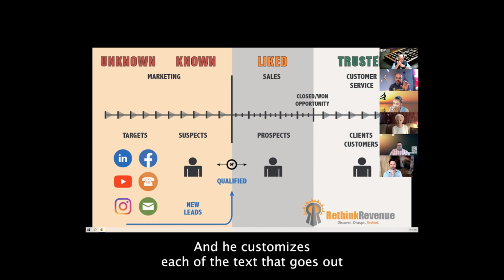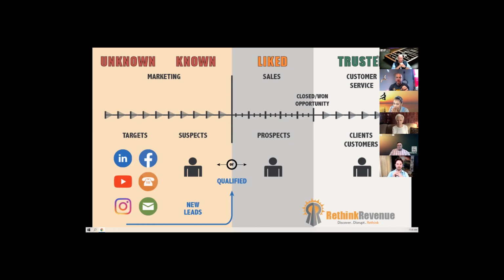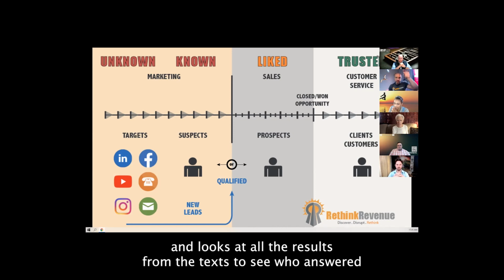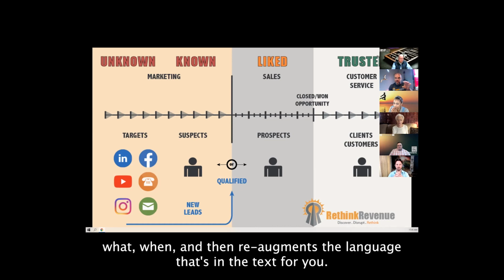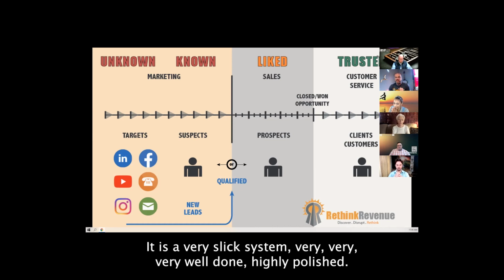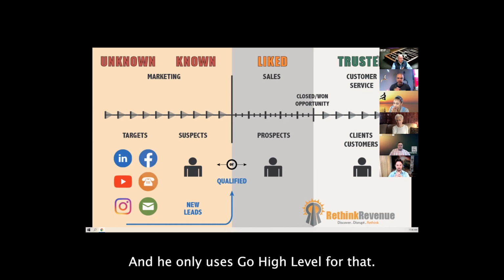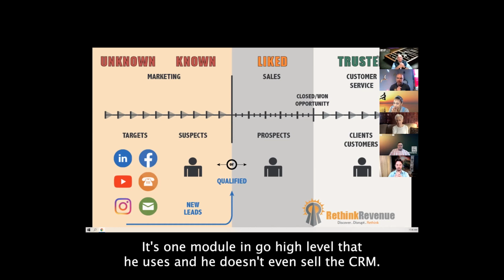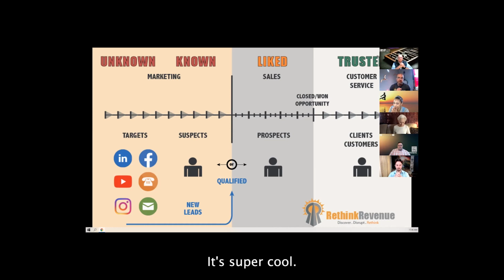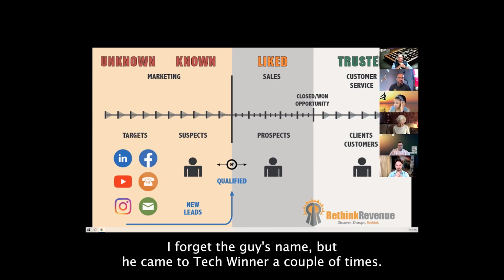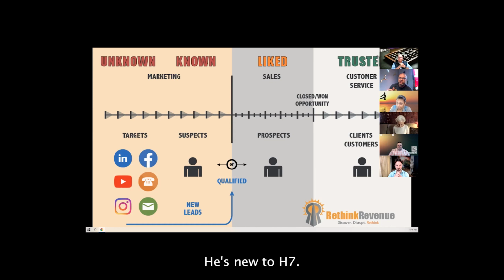He customizes each text that goes out and looks at all the results to see who answered what and when, and then re-augments the language in the text. It is a very slick system, very well done, highly polished. He only uses one module in Go High Level for that, and he doesn't even sell the CRM. It's super cool. I forget the guy's name, but he came to Tech Corner a couple times. He's new to H7.